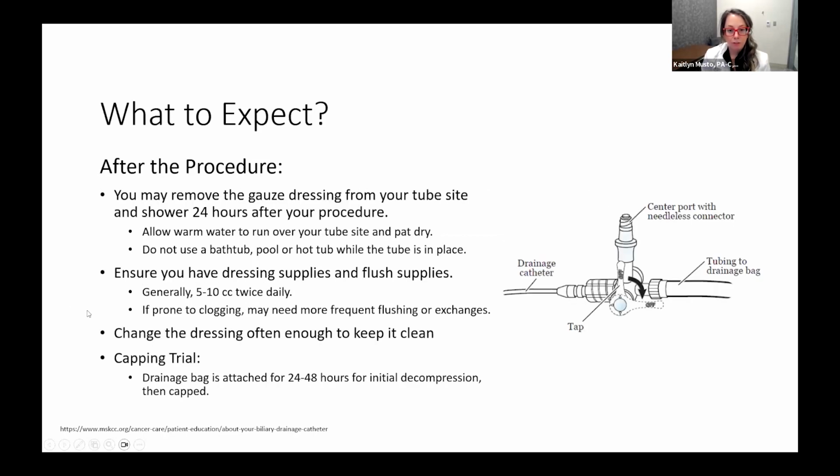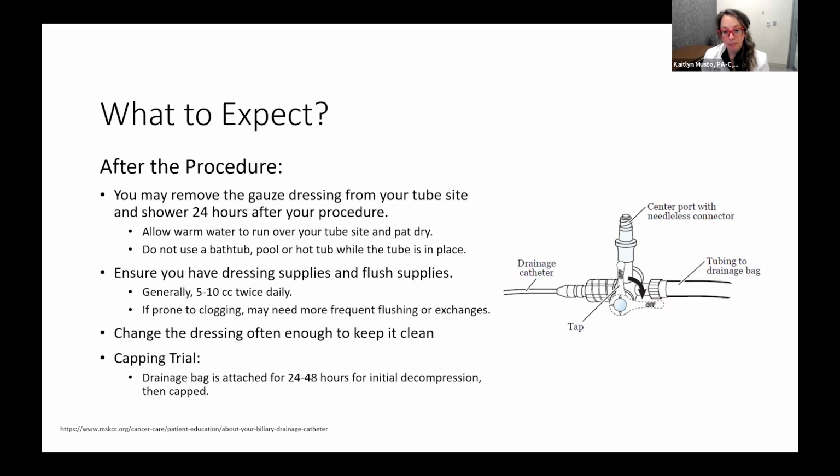So after the procedure, when you're able to remove the gauze, usually about 24 hours or so later, you can shower. You want to allow warm water to run over the tube site and pat it dry. You do not want to submerge these. So no baths, pools, hot tubs, oceans, lakes, none of that while these tubes are in place.